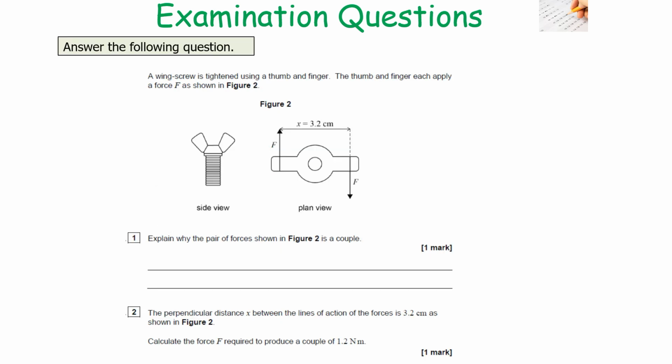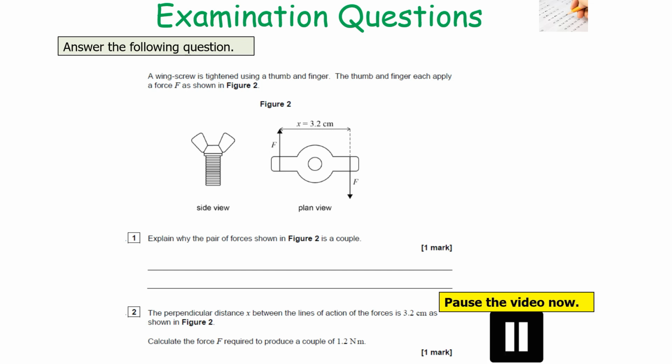Let's have a look at our next question. A wing screw is tightened using a thumb and a finger. The thumb and the finger each apply a force F as shown in the figure. Explain why the forces shown act as a couple. Then the perpendicular distance x between the lines of action of the forces is 3.2 centimeters as shown in the figure. Calculate the force required to produce a couple of 1.2 newton meters. So pause the video now, then unpause the video when you want to go through your answer.